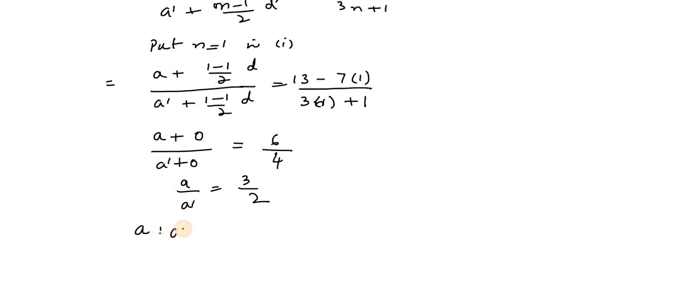The ratio a to a dash is equal to 3:2. This is the ratio of their first term.